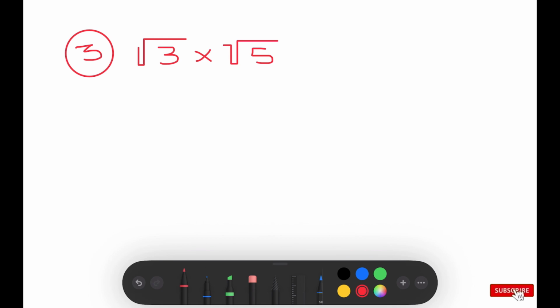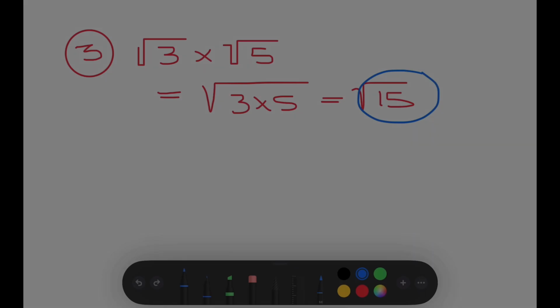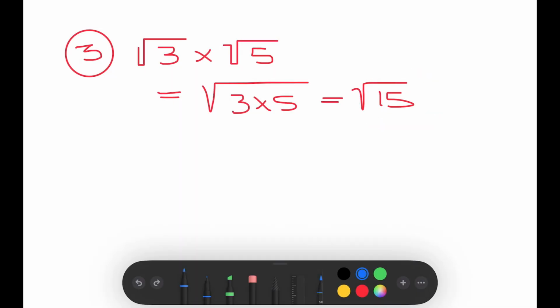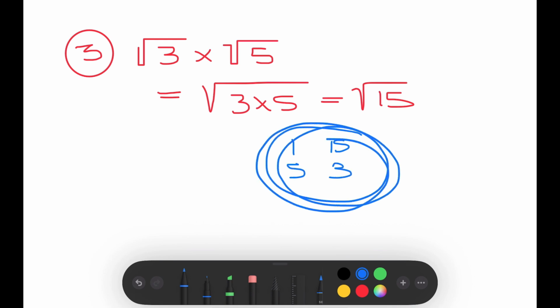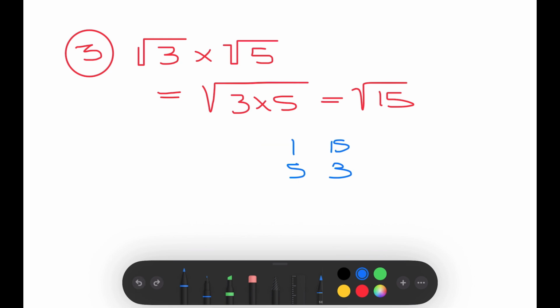And then for the third example, we have the square root of 3 multiplied by the square root of 5. When we house them under one roof, we're going to have the square root of 3 times 5, which gives us the square root of 15. This can no longer be simplified because the factors of 15 are 1 and 15, 5 and 3, but we don't have any square numbers or square factors for 15. Hence, this is as simple as it can get.